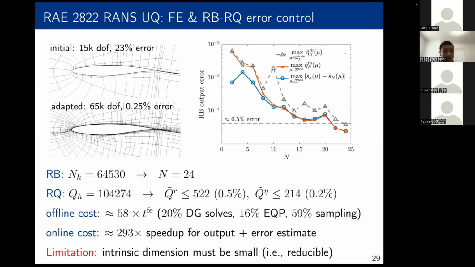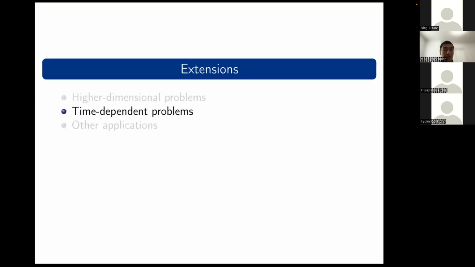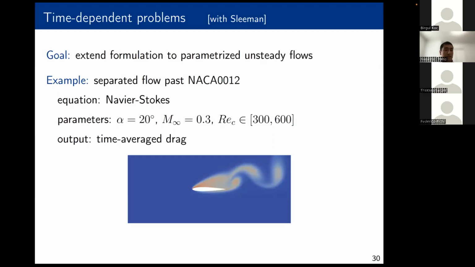Now, one limitation here is that we are assuming that the intrinsic dimension of the problem is small, in the sense that the problem is reducible, right? So even though in the extrinsic dimension you might have many parameters, there is a low dimensional space within that can be approximated well. So that's an assumption we're making. So we've talked about extension to higher dimensional problems. It also extends to time-dependent problems as well.